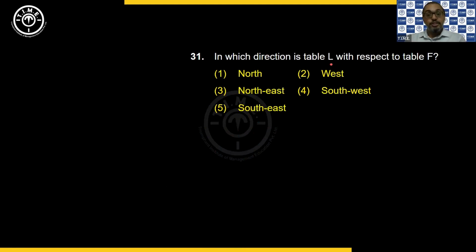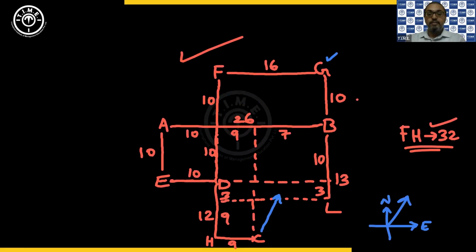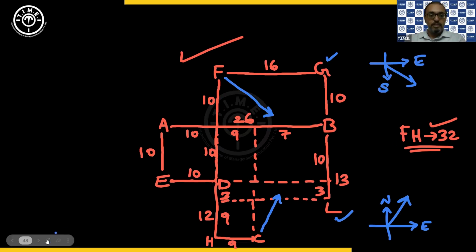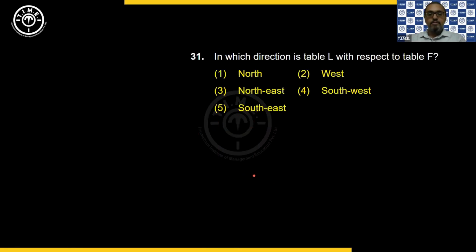Then in which direction is L? So I need to know the direction of L. So from the other table you check, which is F. So from F, where is L? So check here. So this is the direction that I have to check because L is here. So you put a plus sign and I need to know what is this direction. So the downward is south, your right is east. So in between you have is southeast. So that's what we pick, southeast. Okay.